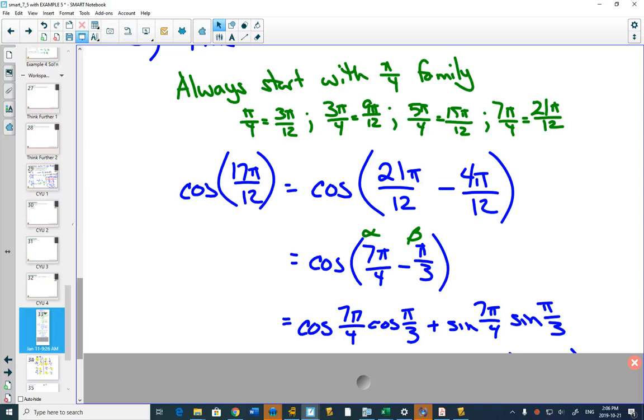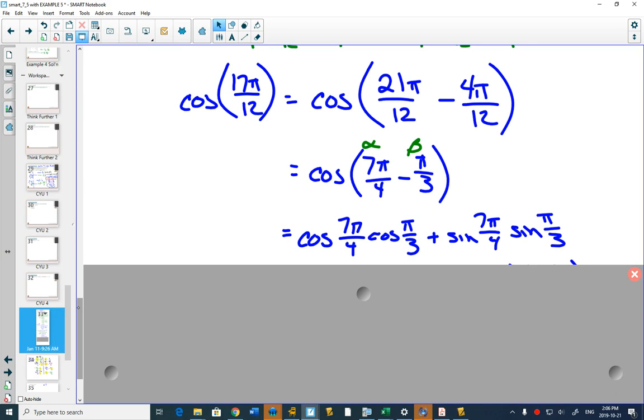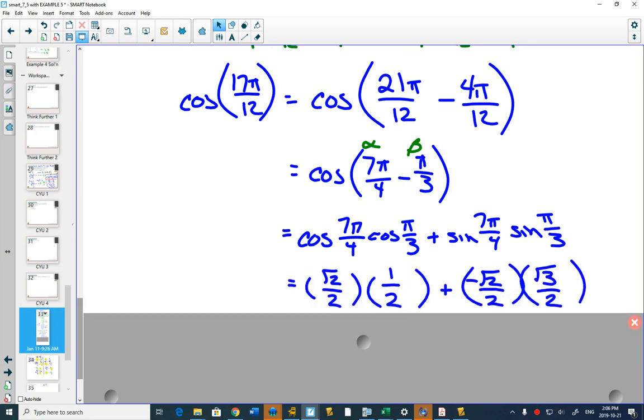Now with your unit circle, not only do you need to know that cos of pi over 4 is root 2 over 2, you also have to know that this is in quadrant 4, so cos is still positive. Some of these, like sine of 7 pi over 4, that's in quadrant 4, it's going to be negative.